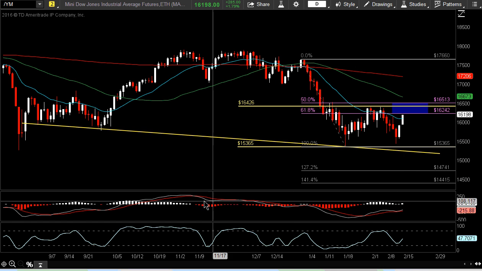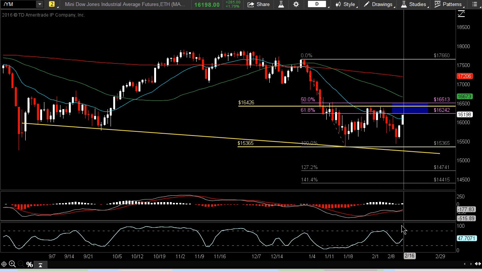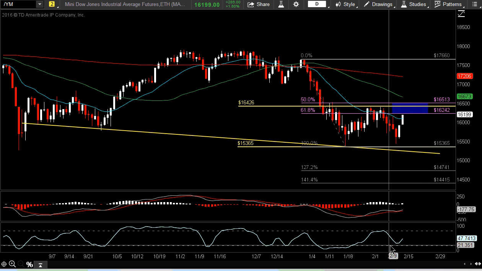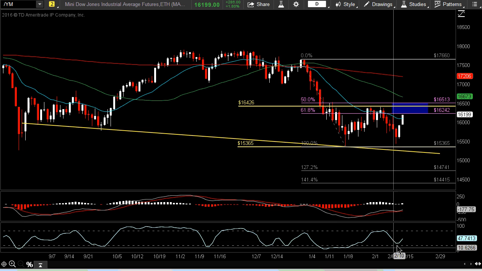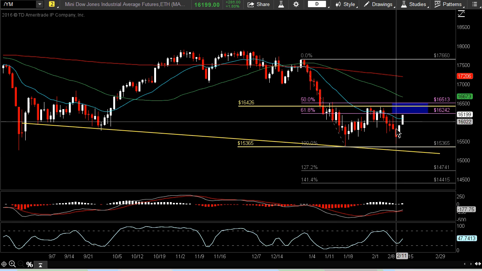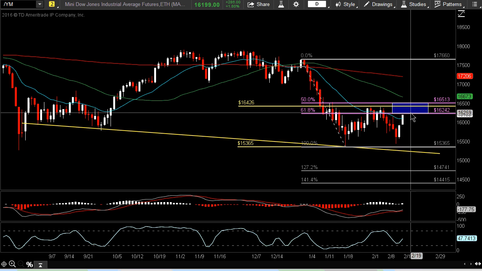Right. So that's basically the level I'm watching, and you can see some of these oscillators kind of turning up, so it gives you a little bit of positive confirmation that we might get a little bit of a short-term bounce.